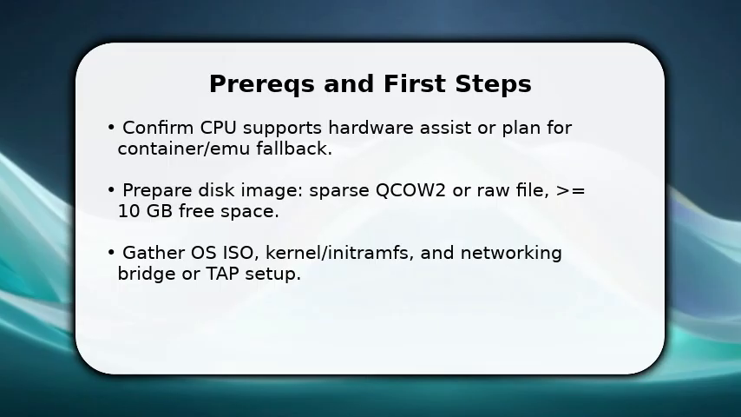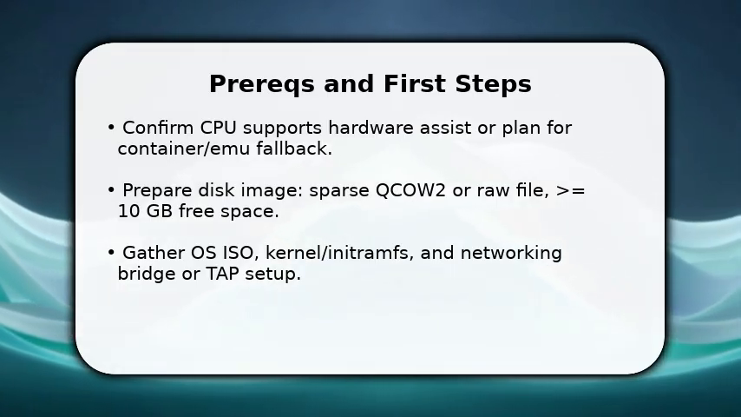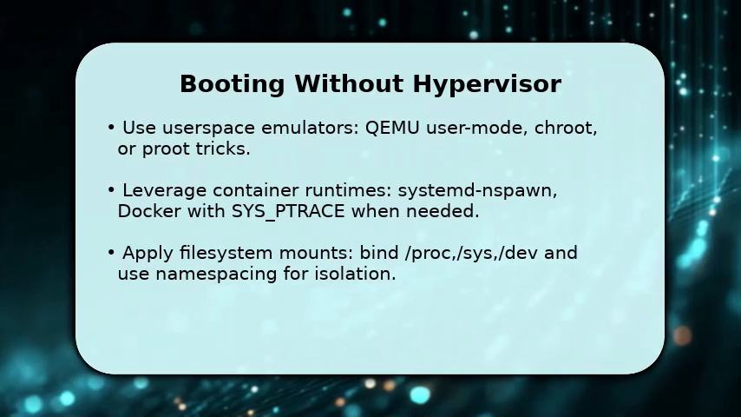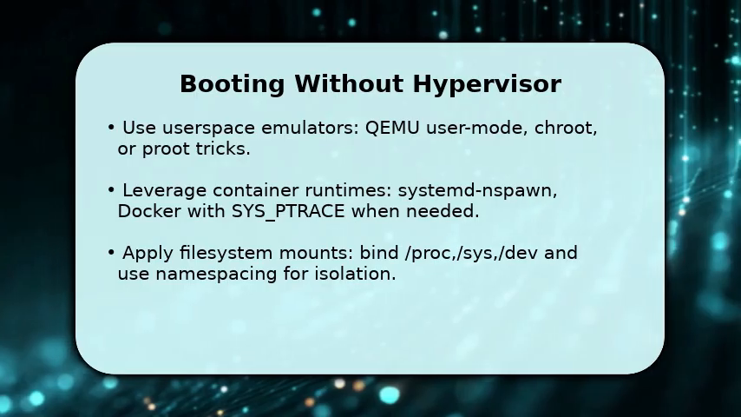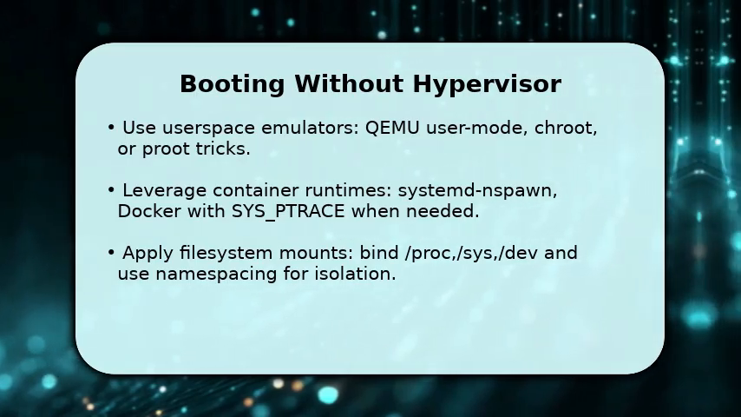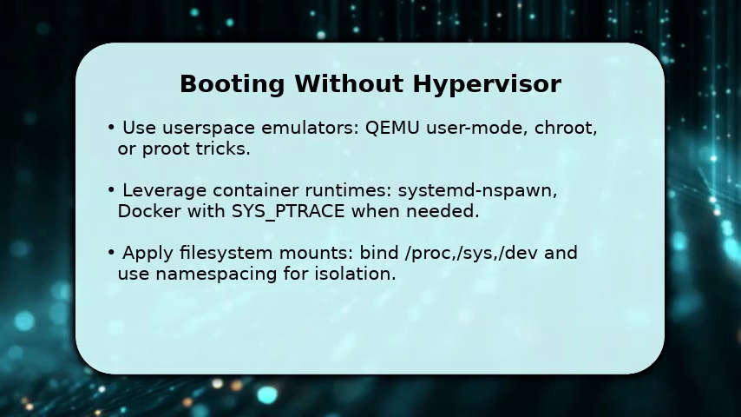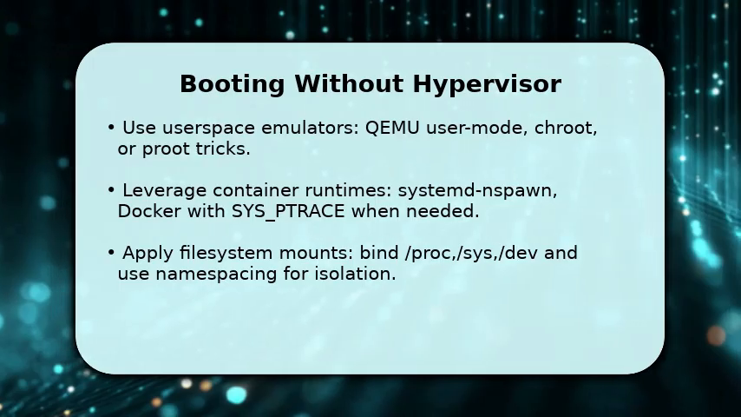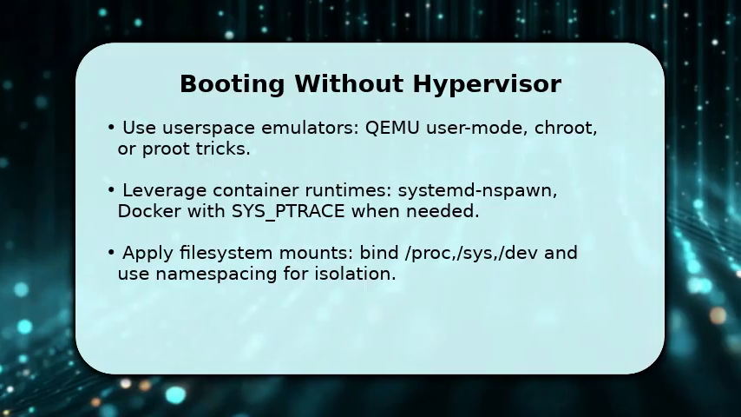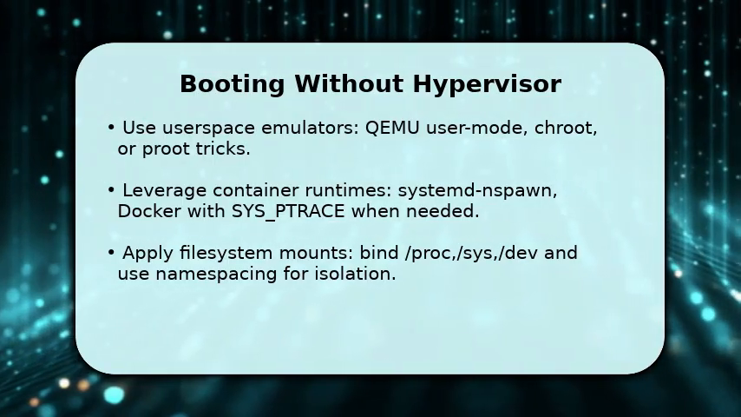Now you perform the core steps to run the VM-like environment without a hypervisor. Start with QEMU user mode or PRoot to translate syscalls. This provides process-level emulation. It is slower but avoids virtualization. Alternatively, use systemd-nspawn or Docker with extra capabilities to approximate a full system. Bind mount /proc, /sys, and /dev and create a private network namespace. Make sure to map users and devices carefully so file ownership and device access behave.